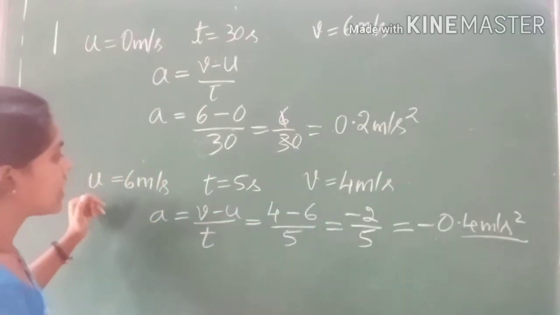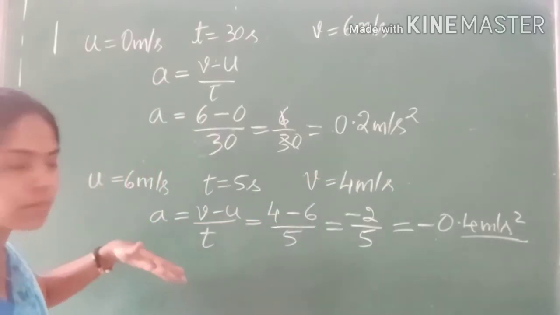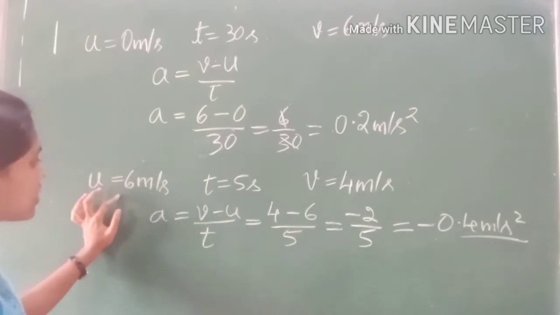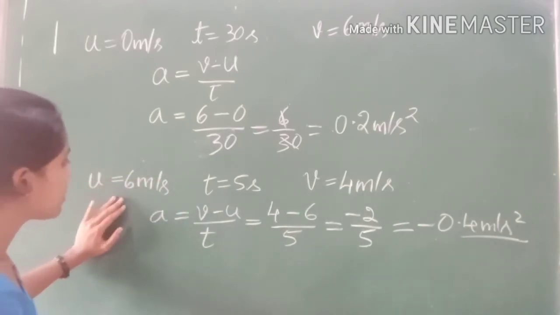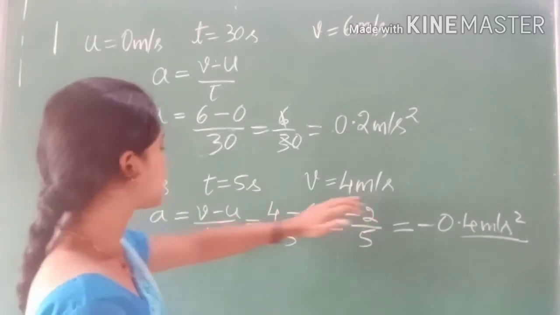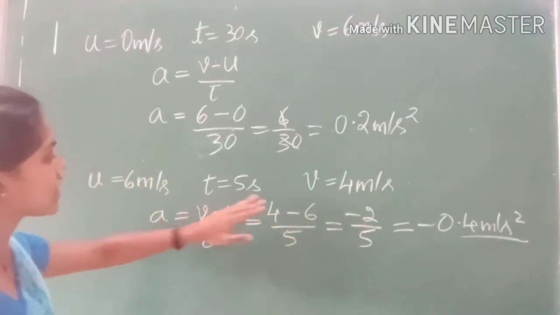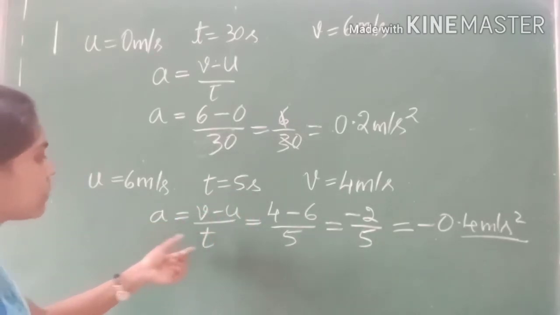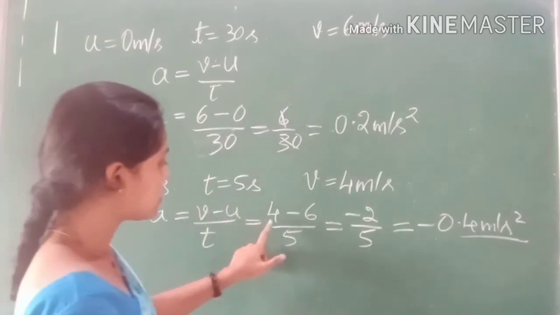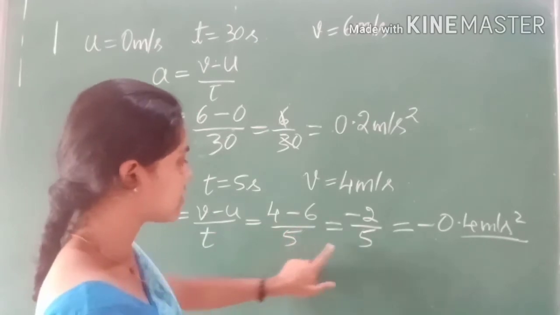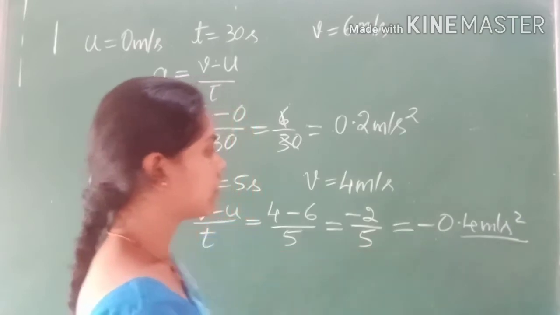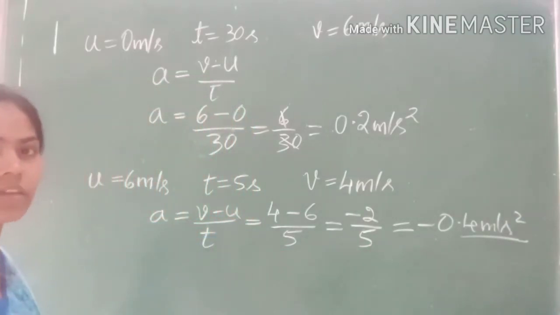Then next he applies a brake. At that time the velocity changes from 6 meter per second to 4 meter per second. So he attains that change in velocity in 5 seconds. So at that time the acceleration will become v minus u by t, that is 4 minus 6 by 5, which is equal to minus 2 by 5, that is equal to minus 0.4 meter per second square.